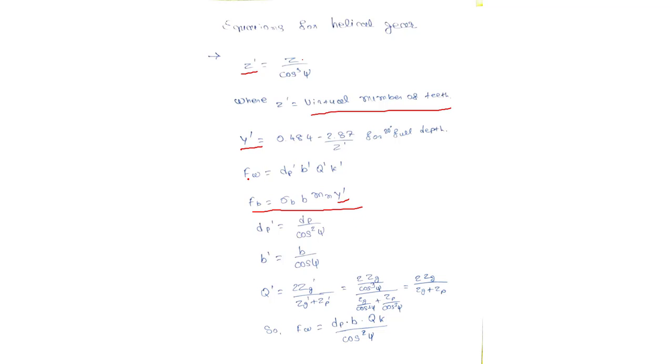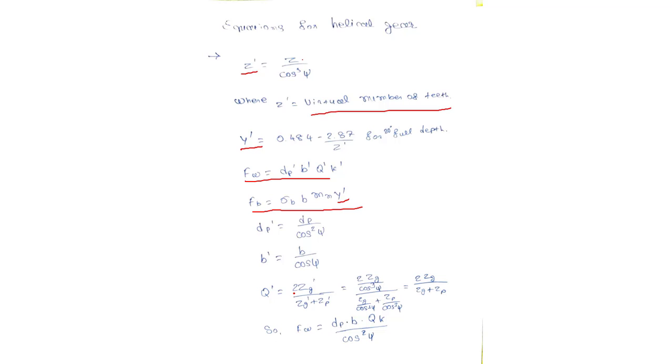Now second, wear strength. For the wear strength we can use dP dash, B dash, Q dash, K dash. dP dash is equal to dP upon cos square psi. So for the pitch circle diameter, we will use the virtual pitch circle diameter, dP dash is equal to dP upon cos square psi. Virtual face width B dash is equal to B upon cos psi.